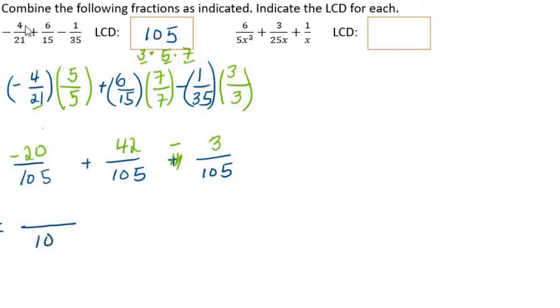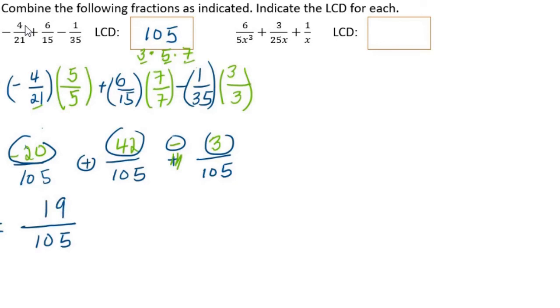Once we're there, we only need to write the denominator once, and then again, you can probably hear me typing on my calculator. We'll just do the arithmetic. We have minus 20, and we'll add 42. So minus 20 plus 42, which you can probably do in your head as well, and then we'll subtract 3. We end up with 19 over 105.